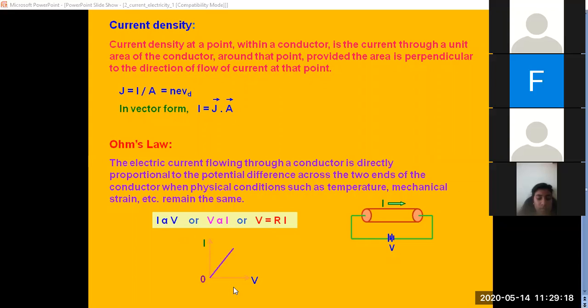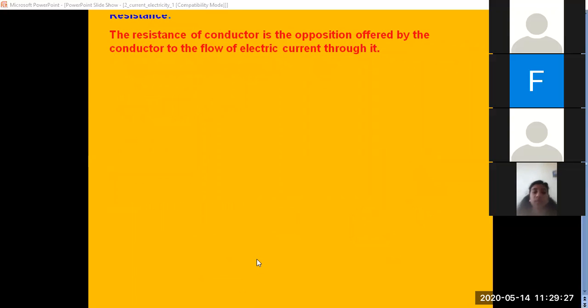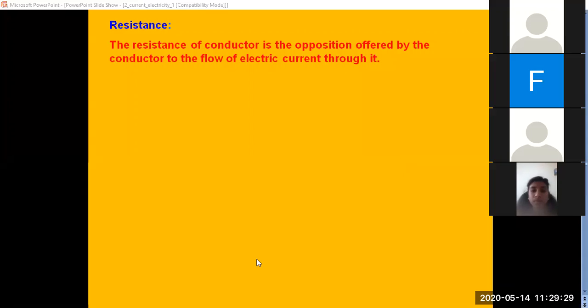So if you plot a graph taking V on the x-axis and I on the y-axis, you will get a straight line because it is a steady current. So that is your Ohm's law. We have 10 more minutes, so we'll quicken it up.